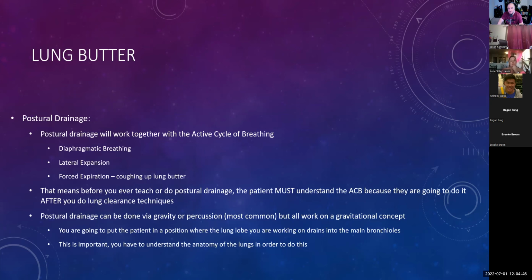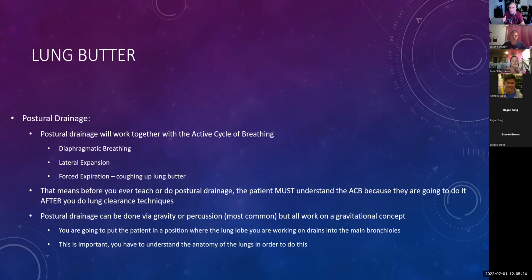Postural drainage is going to work together with the active cycle of breathing, right? The diaphragmatic breathing, lateral expansion, forced expiration. I would rather call forced expiration coughing up lung butter because I think that makes it much better. And I love the term lung butter because it freaks everybody out. That means before they can do postural drainage, they also have to understand active cyclic breathing. When they're kind of hanging upside down, that is not the time to teach them active cyclic breathing. The time to teach them is when they're upright, so that when we go into the postural position, they're able to use ACB to clear it.